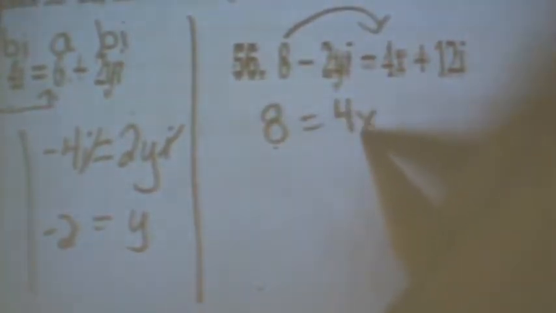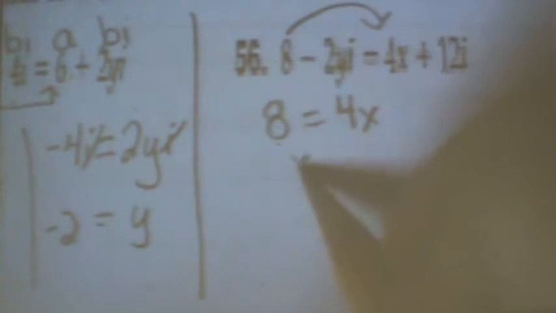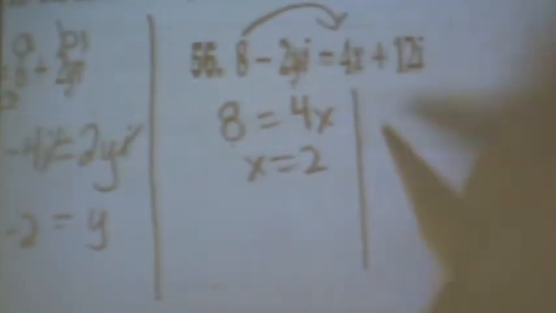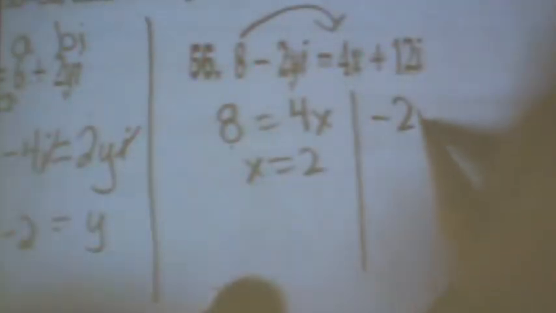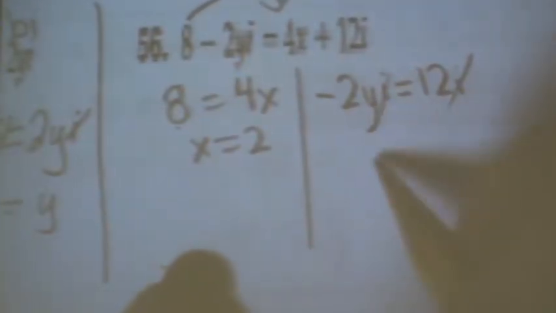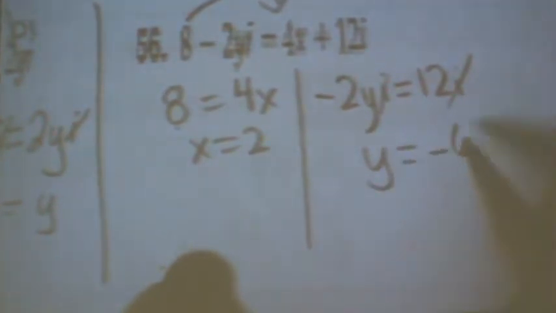For 56, you're going to set these two equal to each other, so 8 is equal to 4x. That means x is 2. And then negative 2yi equals 12i. The i's cancel, divide by negative 2, y is negative 6.